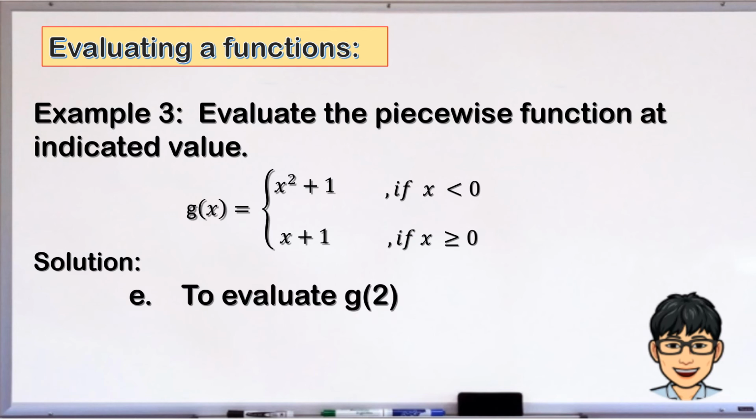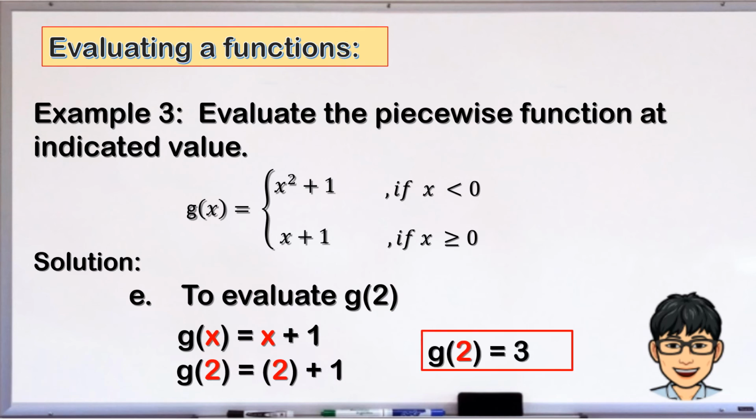Okay, for g of 2, since 2 is greater than 0, so again, gamitin natin si g of x is equal to x plus 1. So, palitan natin lahat ng x ng 2. So, we have g of 2 equals 2 plus 1. Therefore, g of 2 is equal to 3.